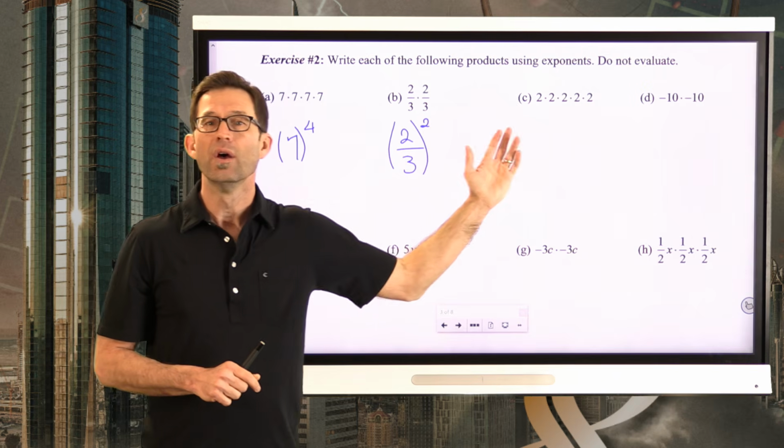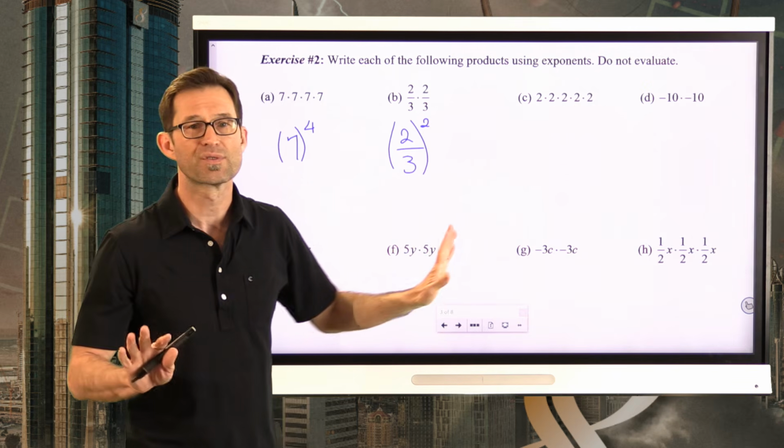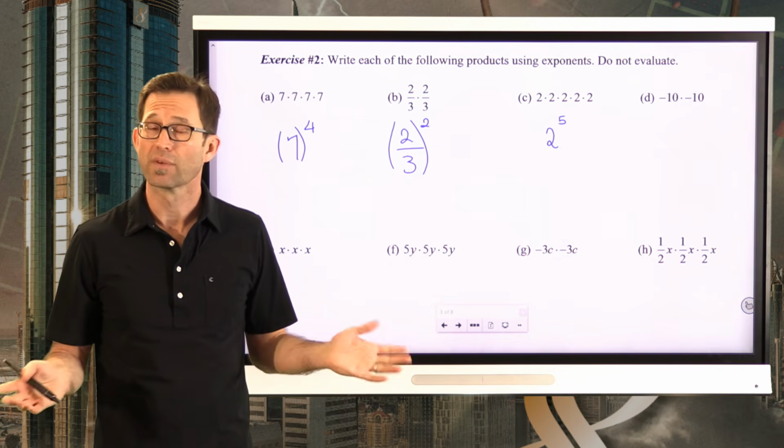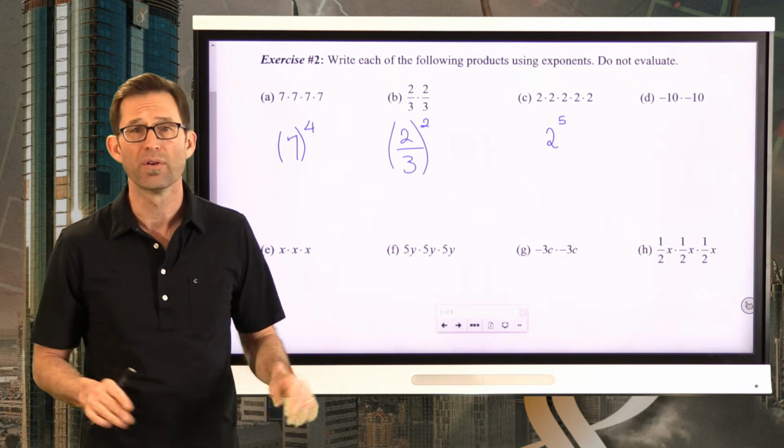All right, so this one. 2 times 2 times 2 times 2 times 2. Simple enough. That is the same as 2 to the 5th. No parentheses are needed. Can you have them around the 2? Sure, but you don't need them.